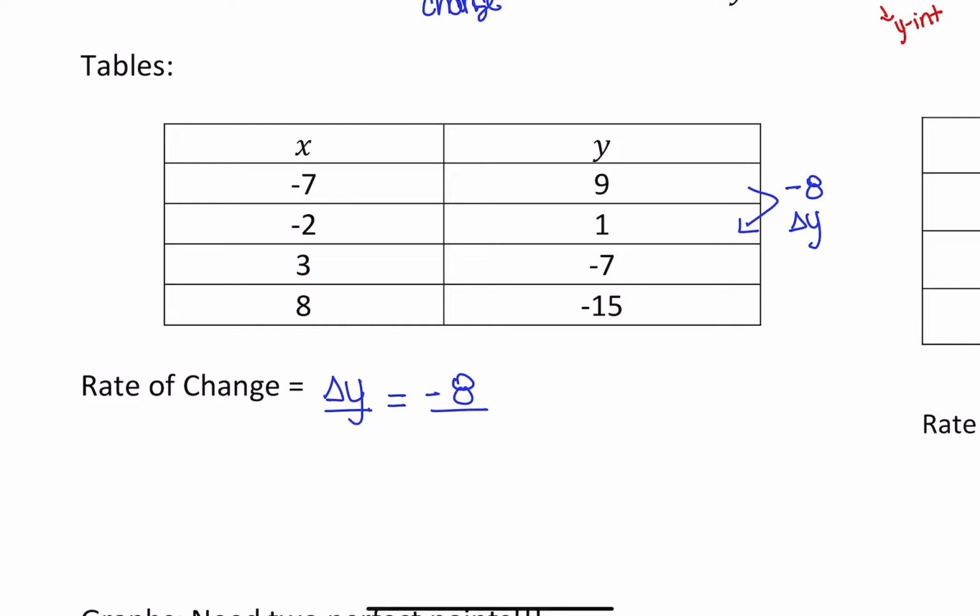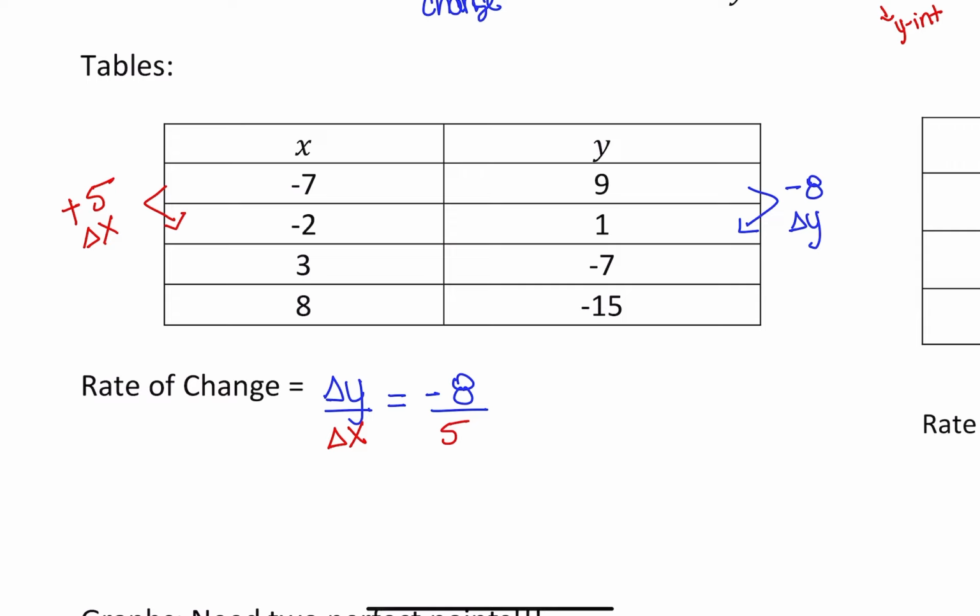So now we're going to go to x, negative 7 to negative 2. You're getting less negative, so you're getting closer to 0. So that means you are adding. And then you're actually adding 5. So this is going to be your change of x. So again, change of y over change of x is negative 8 over 5.